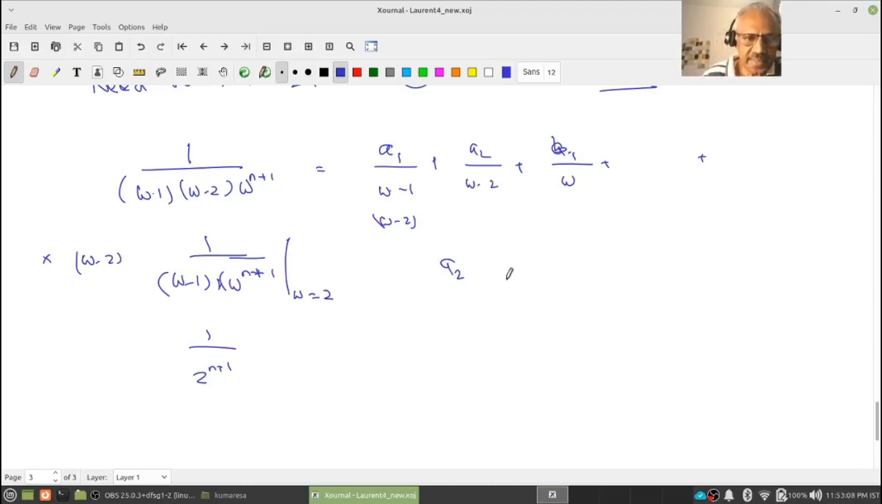I hope I did correctly. w minus 1 minus w minus 2, w power n plus 1, w minus 2 I am multiplying, therefore I get w minus 1. Yeah, right, therefore it's 2 minus 1, 2 to the power n plus 1. Okay, I hope I am right. And when I multiply these things, therefore a2 is equal to 1 by 2 to the power n plus 1.